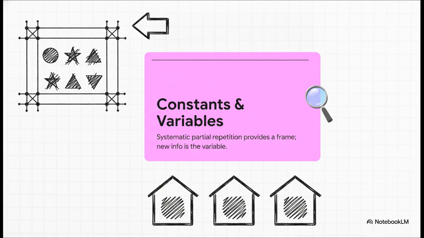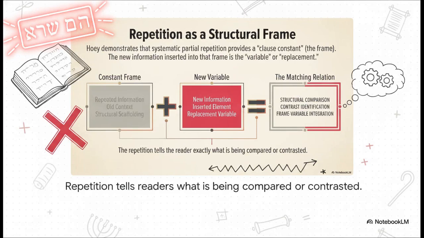So John isn't just rambling when he repeats himself. He is purposefully building structural scaffolding. It actually helps to look at this almost like a mathematical formula. You take your constant frame, which is the repeated old context, and you add a new variable. This equation literally forces the reader to integrate the two parts into a precise matching relation. The repetition itself acts like a giant neon sign telling the reader exactly what is being compared or contrasted.